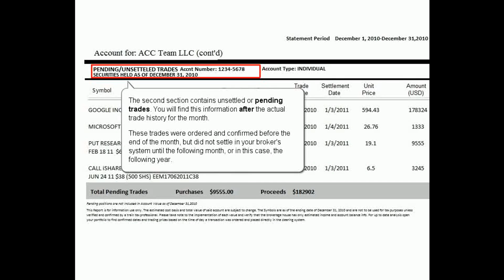The second section contains unsettled or pending trades. You will find this information after the actual trade history for the month. These trades were ordered and confirmed before the end of the month, but did not settle in your broker's system until the following month, or in this case, the following year.